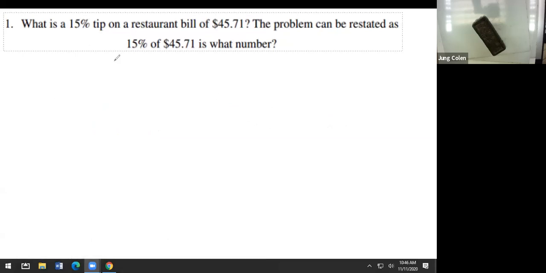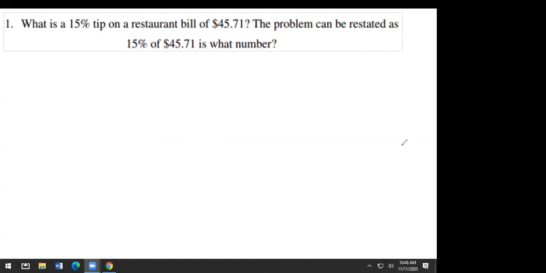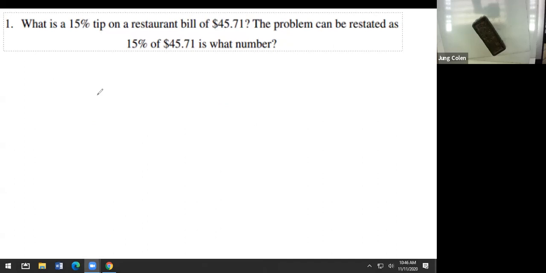Thank you. Okay, do you see my screen? Yes. Okay, great. So this is the first type of the question. What is a 15% tip on the restaurant bill of $45.71? In other words, you're going to find what number is 15% of $45.71. So how do you solve it?